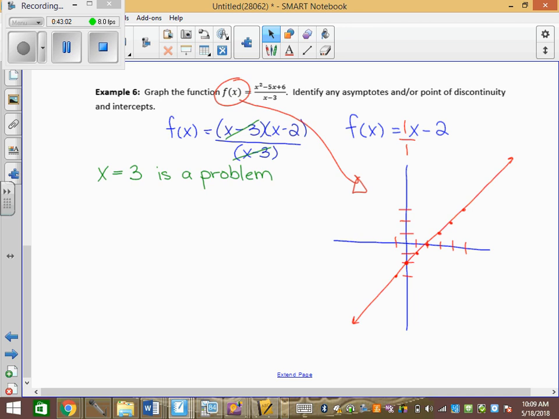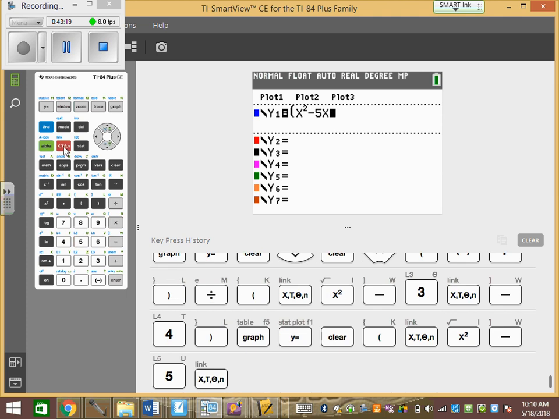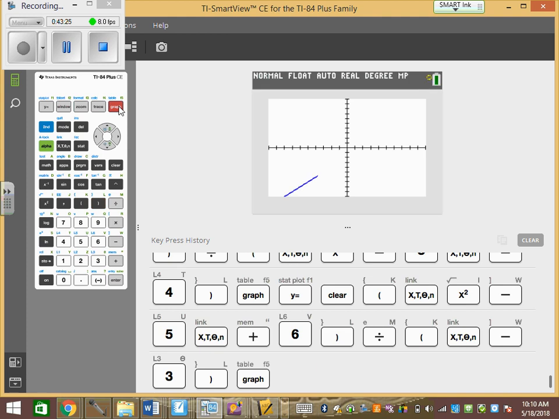So if you go to second graph, you're going to see at 3 we have a problem. We're going to have an error. So if I go bracket x squared minus 5x plus 6 bracket divided by bracket x minus 3, I have to type in the original. If you don't type in the original, you're typing in a line, and there's no problem in a line, is there? So you always have to type in the original.